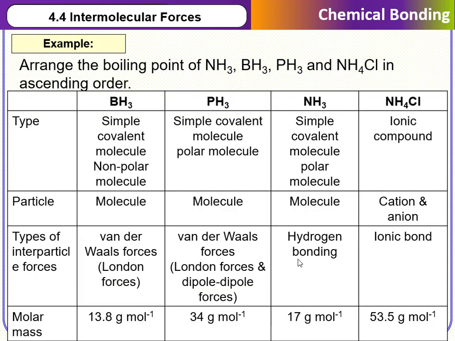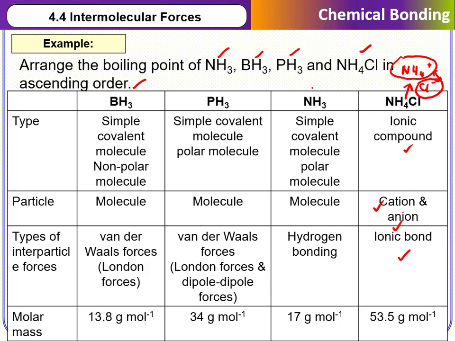Let us look at the next example, where you have to arrange the boiling points of ammonia, BH3, PH3, and ammonium chloride in ascending order. We will look at ammonium chloride first, which has the ammonium ion NH4+ and also the chloride ion. When we have positively charged and negatively charged ions attracted to each other, what type of compound is it? It is an ionic compound, held by ionic bonds. The particles are held together by attraction between the positively charged cation and the anion.